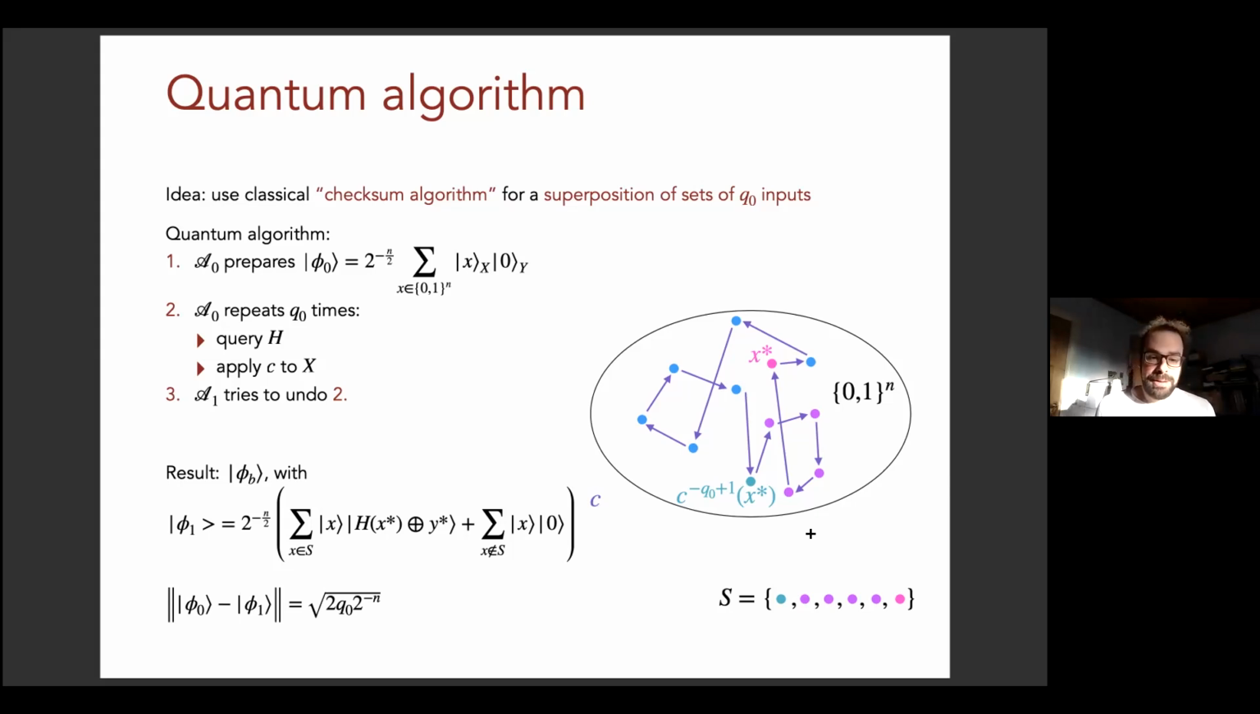Okay, so that's great. Now, the only thing that's left is to perform this measurement. And it turns out that this is actually possible efficiently, in polynomial time in the number of queries Q0.